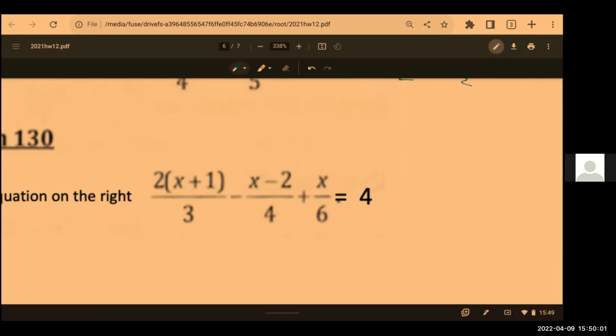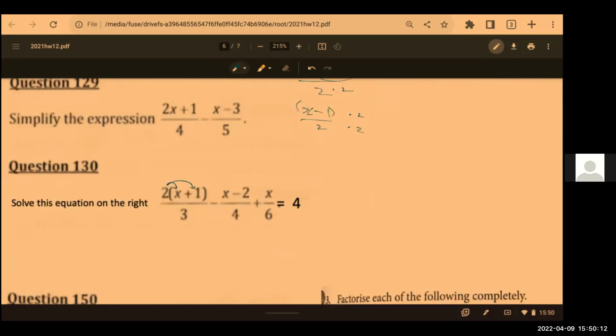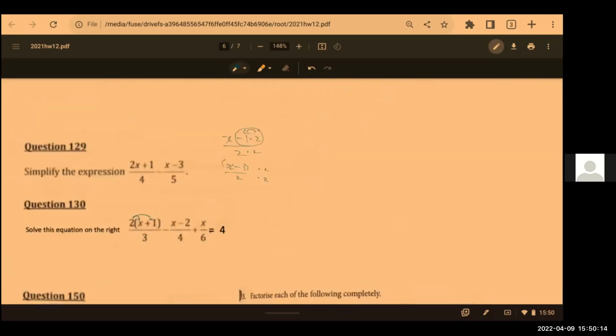I think you can simplify this one first. Open the bracket for this one first. Then you go ahead and make it the same denominator. Do it here. You can erase the above if you don't have enough space.